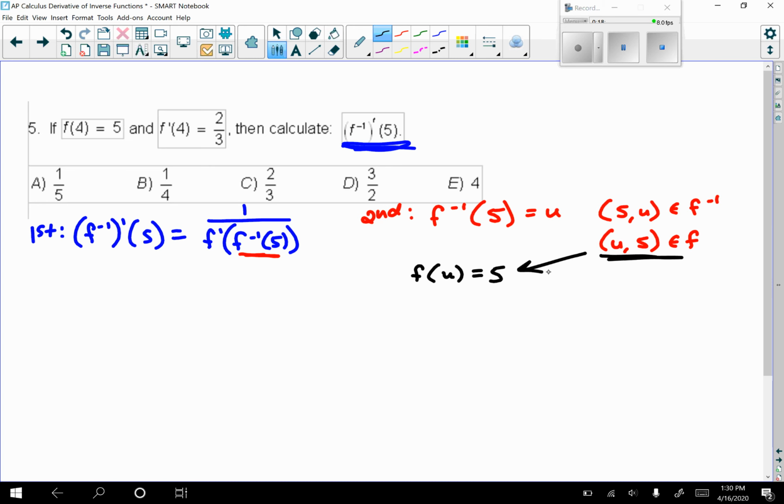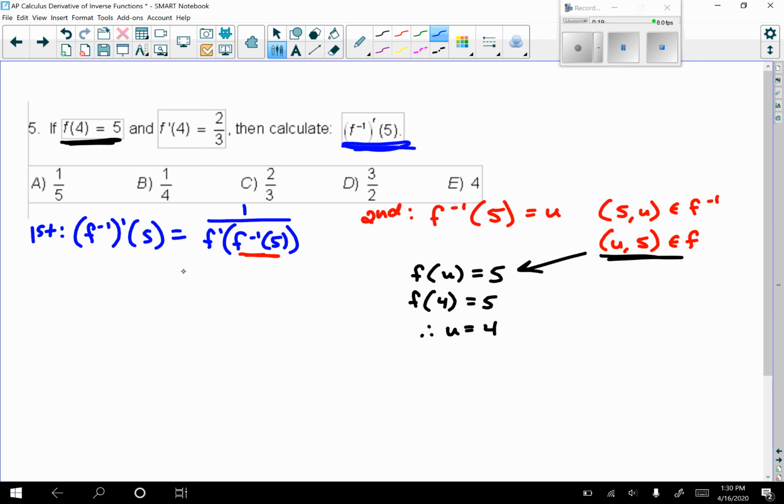Well, if we go back up to what we're given, we're only given 2 more facts here. f of 4 is equal to 5, and that helps us fill in the blanks. So f of 4 is equal to 5, therefore u equals 4. So a little bit different approach to help us find u.